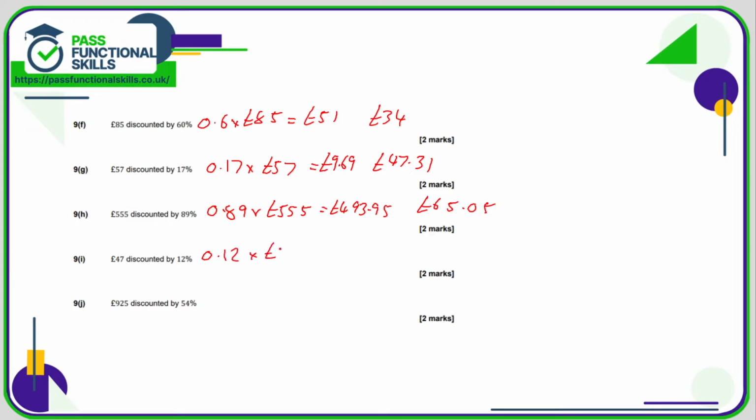What's 12% of 47? 0.12 multiplied by £47. That comes to £5.64. Subtract that from the £47 and we're left with £41.36. And for J, what's 54% of £925? Well, 0.54 multiplied by 925, that's £499.50. That's what we need to subtract from the £925 and we'll be left with £425.50.